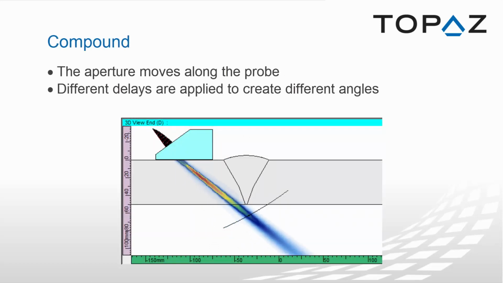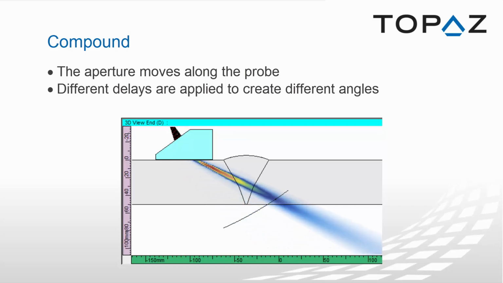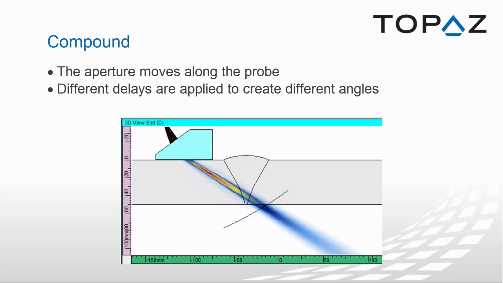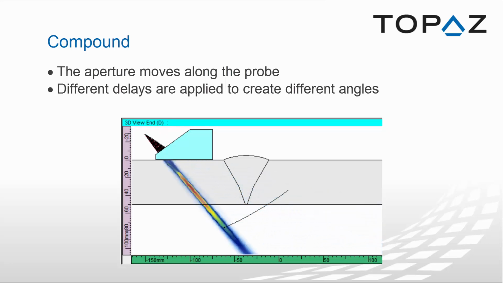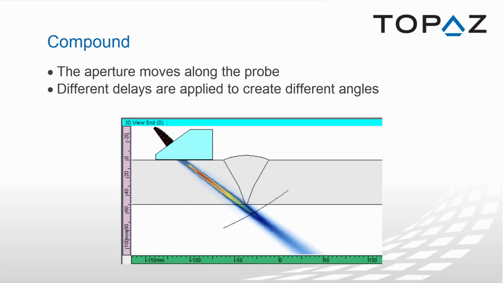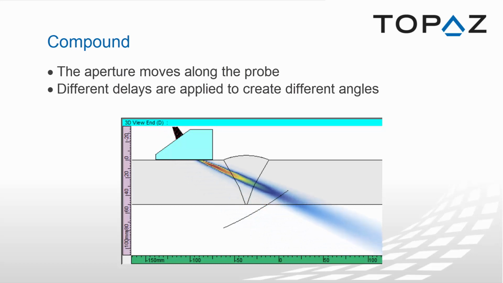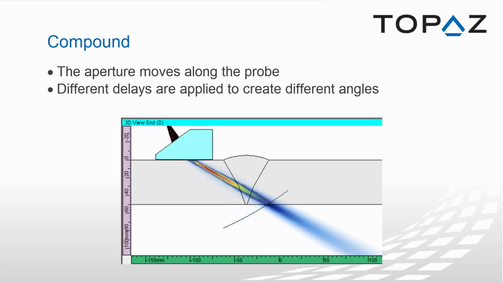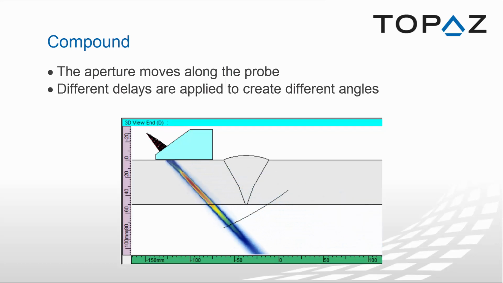Lastly, we have a compound sweep. A compound sweep uses an aperture that moves along the probe to create each beam. As seen in the animation, the set of elements creates one focal law, and then you need to move by the selected resolution to create another one, and so on, applying different delays to create each angle.